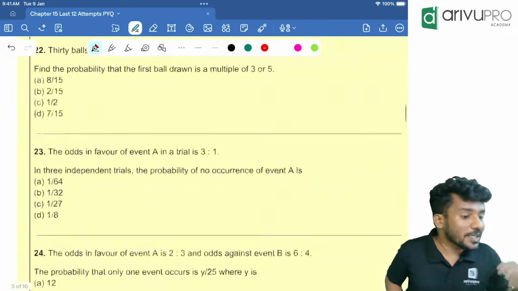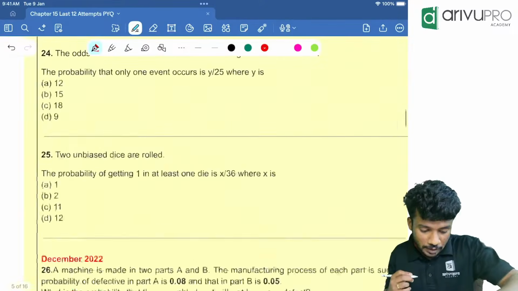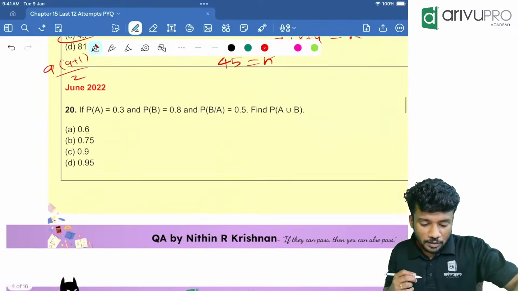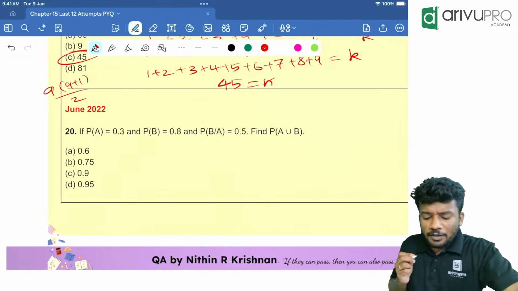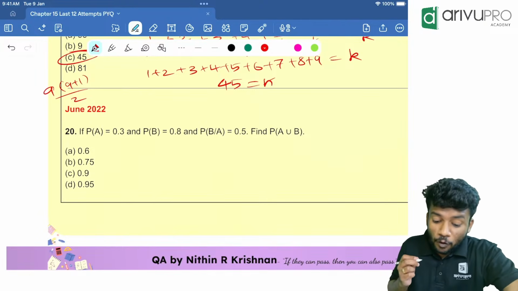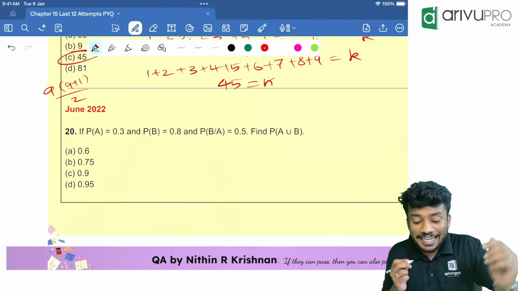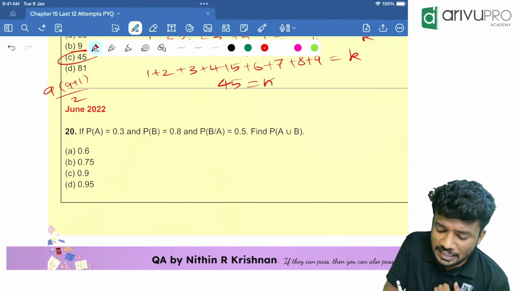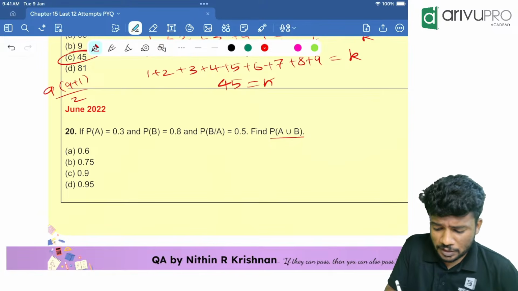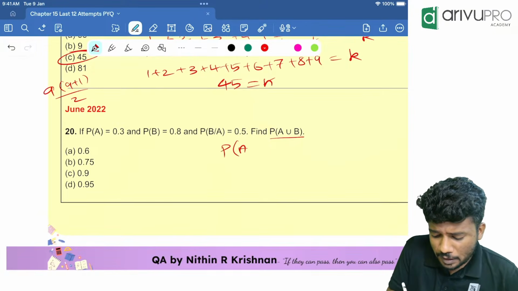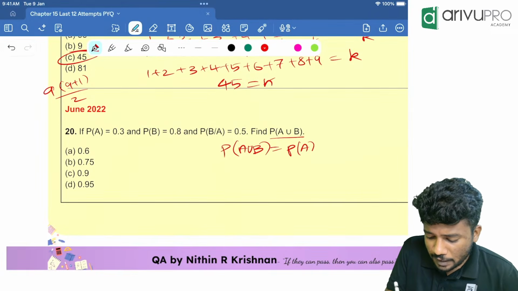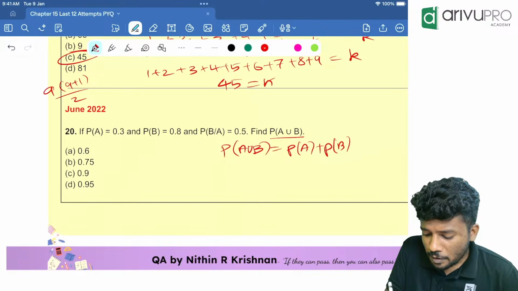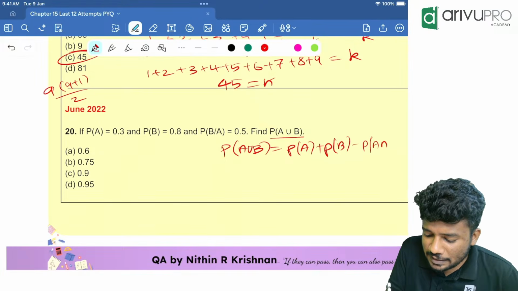Coming to June 2022. P of A is equal to 0.3, P of B is equal to 0.8, P of B given A is equal to 0.5. Find P of A union B is the question. How will you find P of A union B? What is the formula for finding P of A union B? P of A union B is nothing but P of A plus P of B minus P of A intersection B.